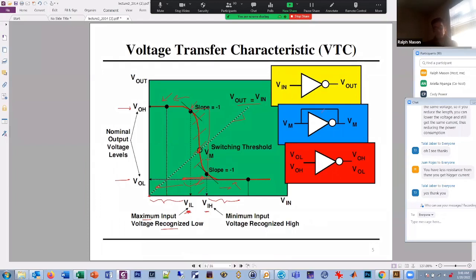And this is just showing our inverter. If you want to find the slope of this line, if you connect the output to the input, then V in and V out, that actually generates this line. And then this is our inverter now.